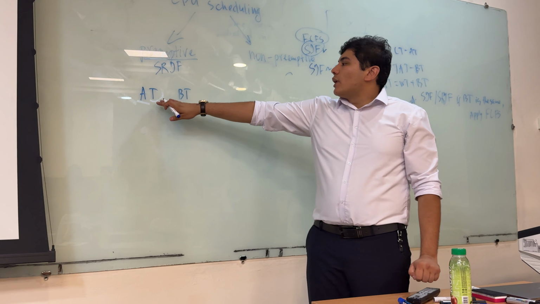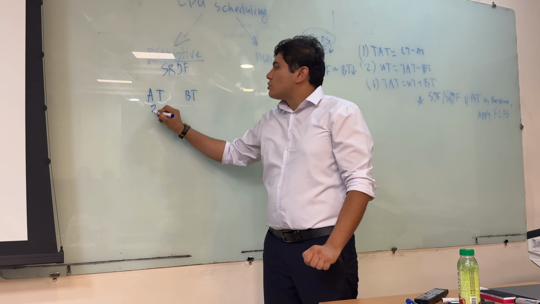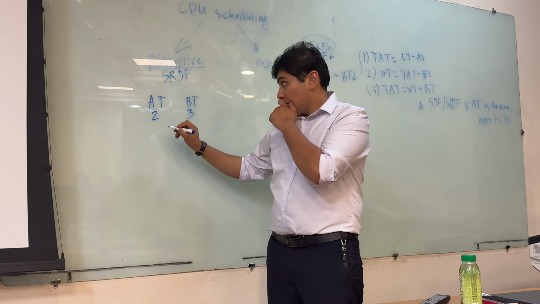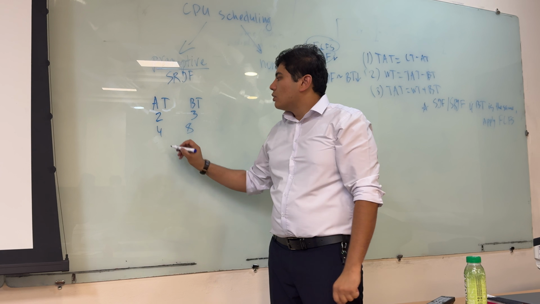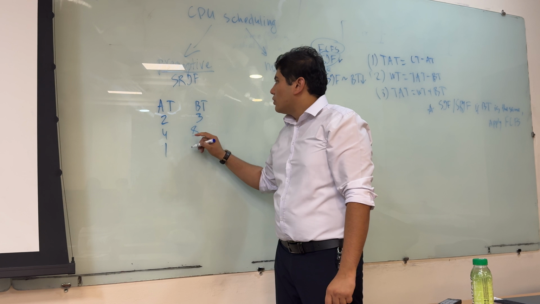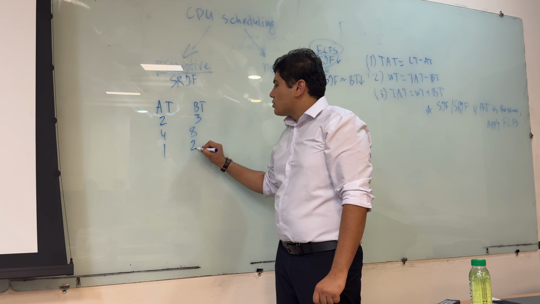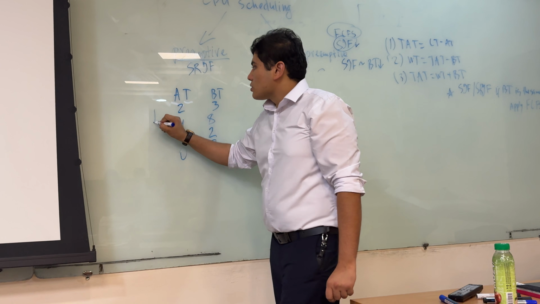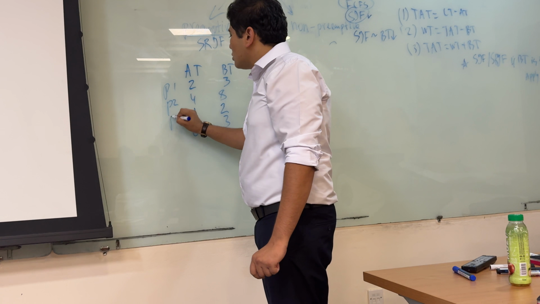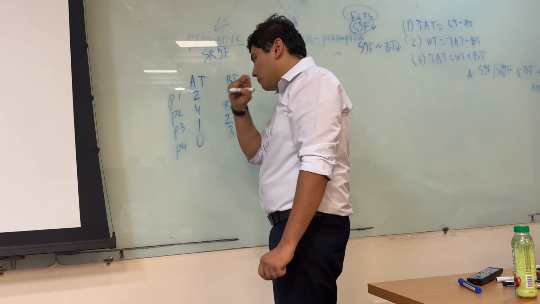So for the AT and BT, just give me any numbers. 2, 3, 2, 3, 4, 8. 4, 8. No, just choose this one. 1. 0. No, BT cannot be 0. Okay, 2, and then choose, let's say 0, and then say 3, right? So this is process number 1, process number 2, process number 3, and process number 4.